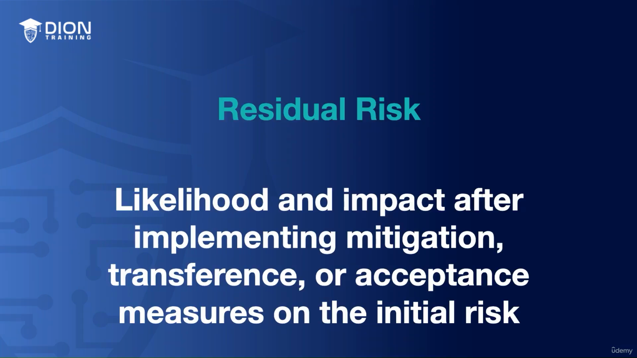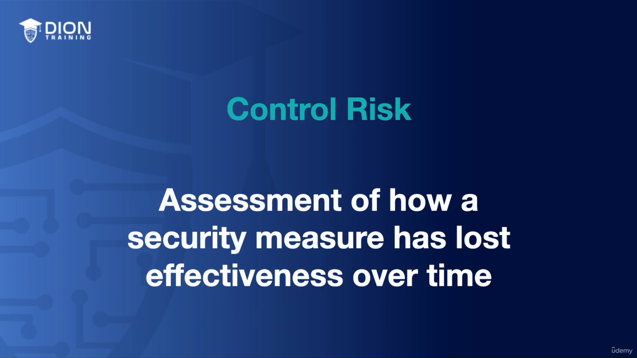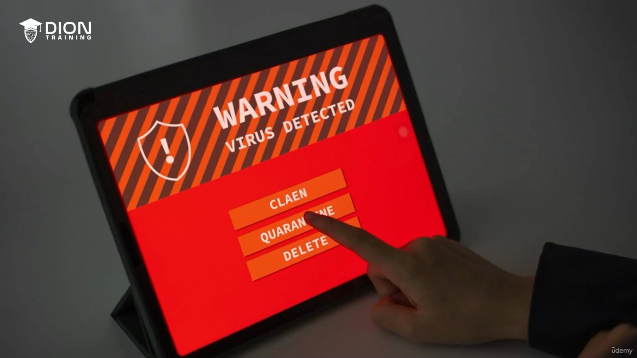A residual risk is the likelihood and impact after specific mitigation, transference, or acceptance measures have been applied to the inherent risk. A control risk, on the other hand, is a measure of how much less effective a security control has become over time. For instance, consider antivirus software that was initially very good at finding malware using specific identifiers known as signatures. However, as hackers began to hide their code, the antivirus became less successful over time.